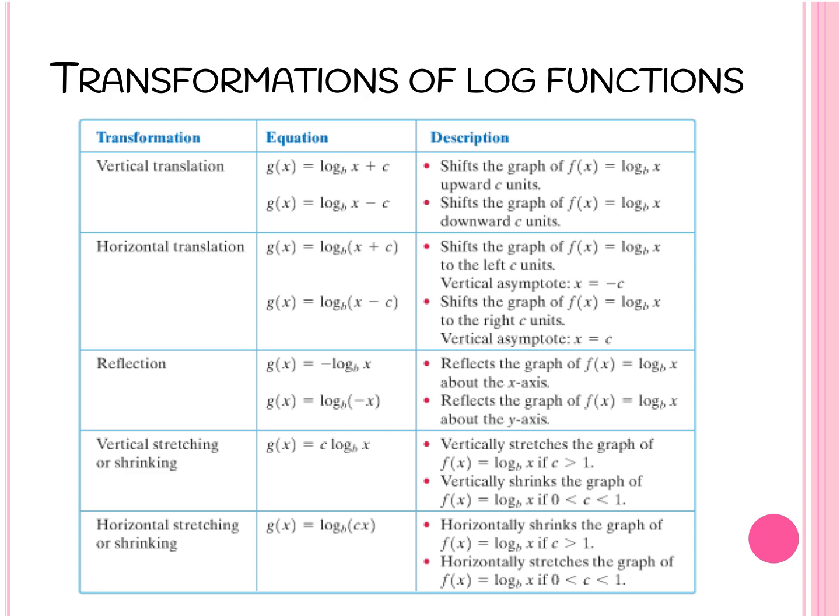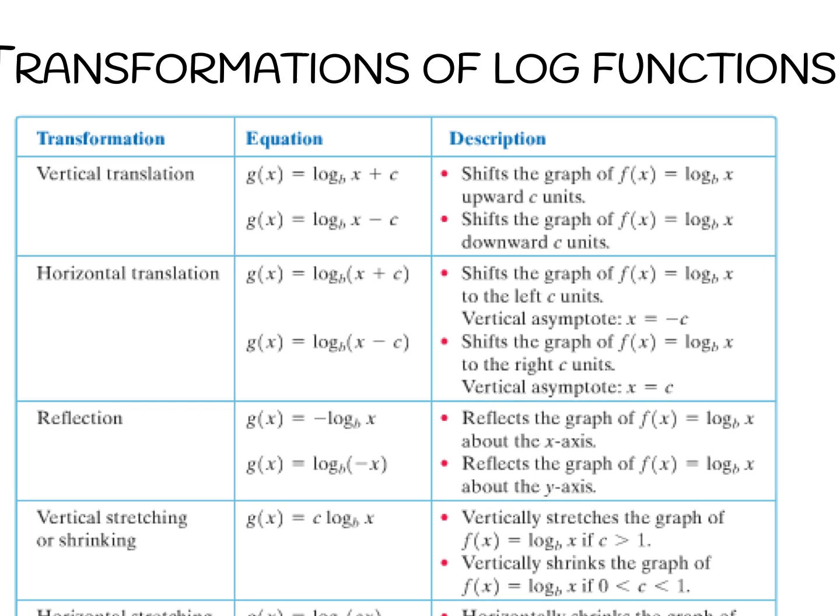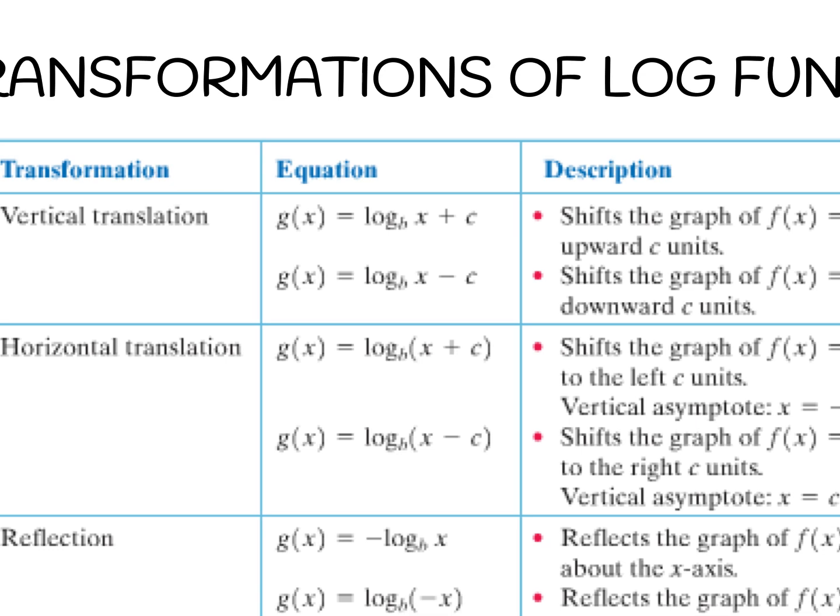These are the same as the transformations from our exponential functions. If you're adding or subtracting on the outside, that is a vertical shift. If we're adding on the outside, we'd go up. If we're subtracting on the outside, we'd shift it down. If we're adding or subtracting on the inside, that is a horizontal transformation, so we'd go left and right. If we're adding on the inside, we go to the left. If we're subtracting on the inside, we go to the right.